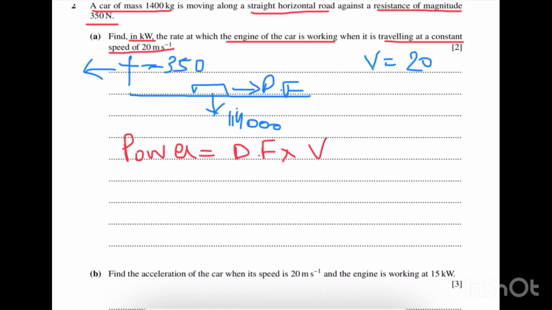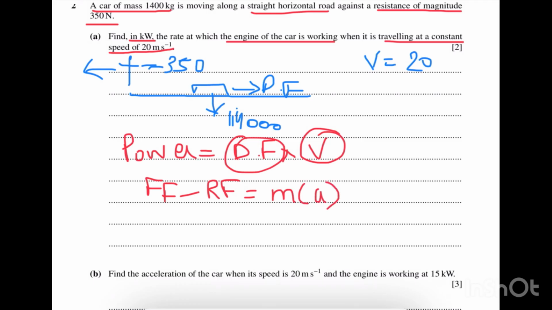So we have the velocity, which is 20, but we need to find out the driving force in order to find the power. We can find out the driving force using the forces formula, which is forward force minus resistive force is equal to mass multiplied by acceleration. Why this works is that the forward force in this case is also the driving force. So we will write this as the driving force.